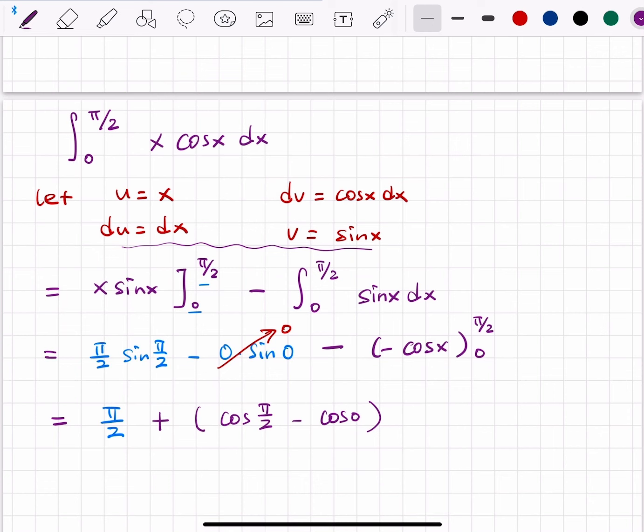Minus and minus become a plus. Cosine of pi over 2 is going to be 0. Cosine of 0 is going to be 1. So we ended up with pi over 2 plus 0 minus 1.